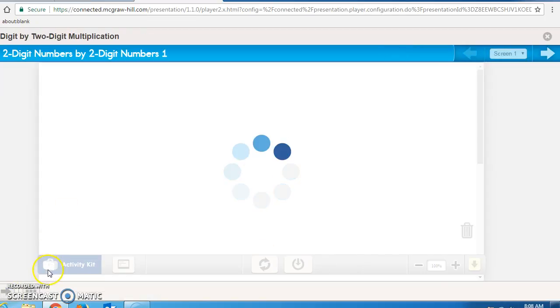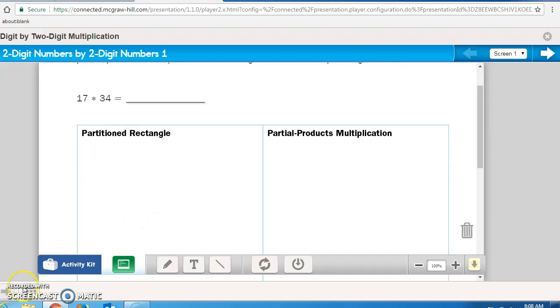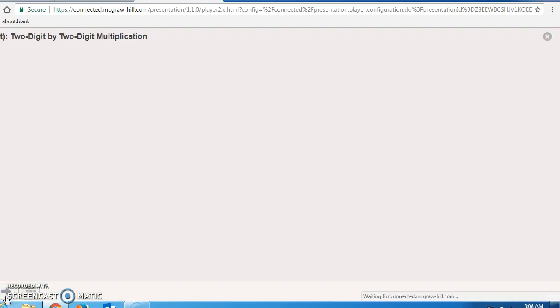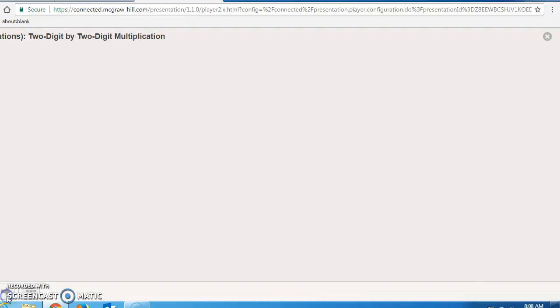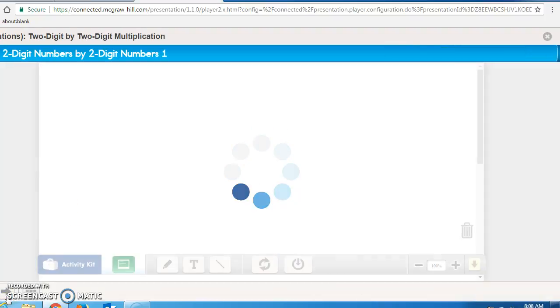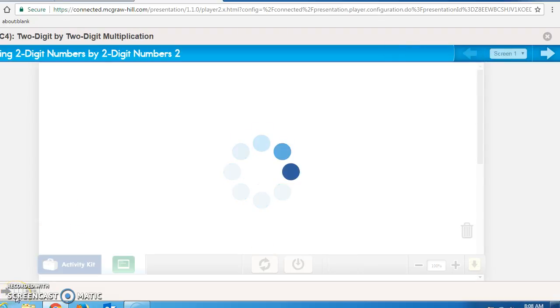That's why it's called partitioning it. You're putting it into parts. This was the partition one that I did back on the previous page with you, the 17 times 34, and we broke it apart. So we've already completed that problem. So we're going to go on.